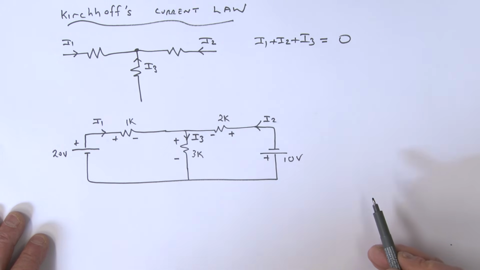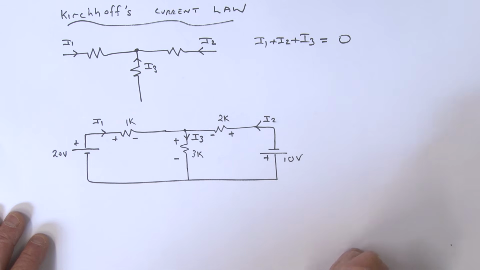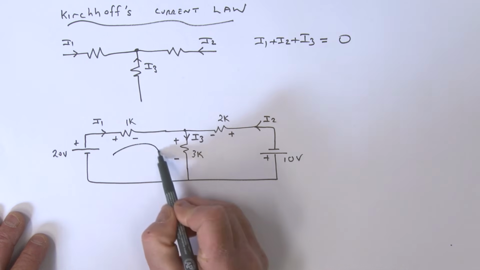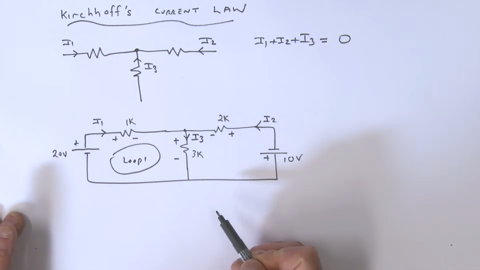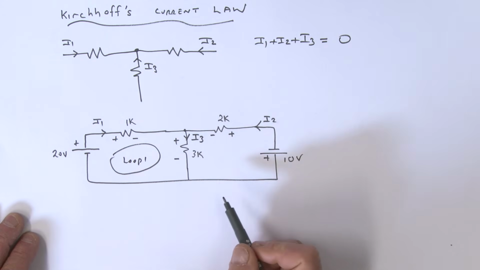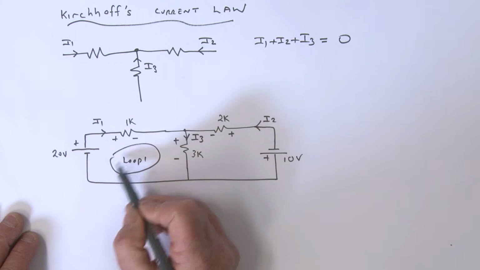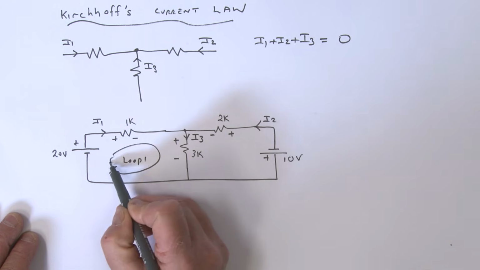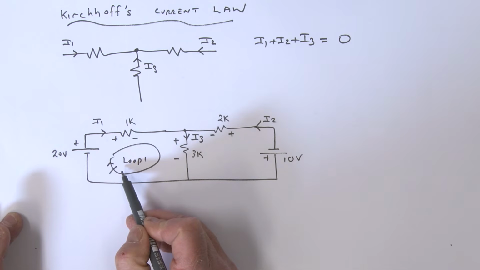Okay, so what are we trying to solve? We've got a node sitting here. Maybe we're trying to solve for those currents. What can we do? Well, we can take a loop here. I'm going to say that's loop number 1, and we're going to sum the voltages around that particular loop. Does it matter which way around the loop? No, it doesn't. So I'm just going to go clockwise around that loop, starting at this point and simply summing those voltages.